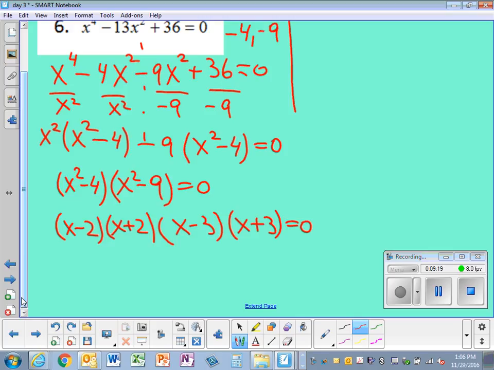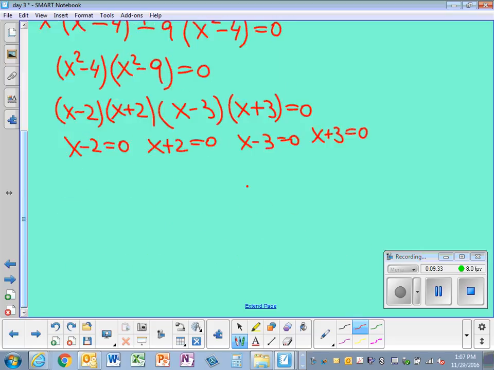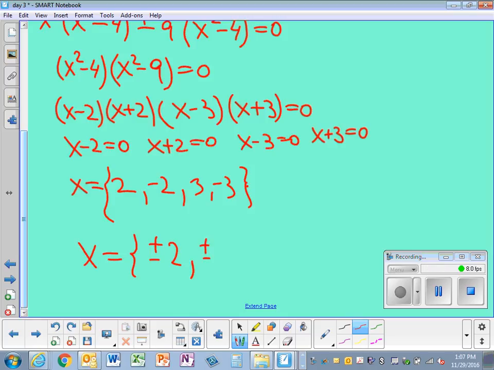So now I have four factors. I set each of these factors to 0: x minus 2 is 0, or x plus 2 is 0, or x minus 3 is 0, or x plus 3 is 0. So what are my answers? x equals 2, negative 2, 3, and negative 3. We can also write it as plus or minus 2, plus or minus 3. Questions?